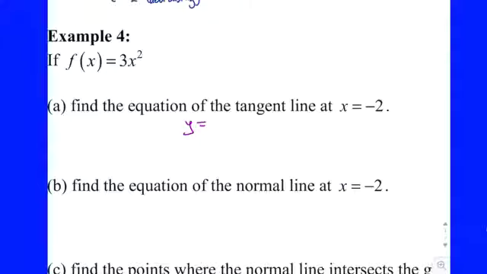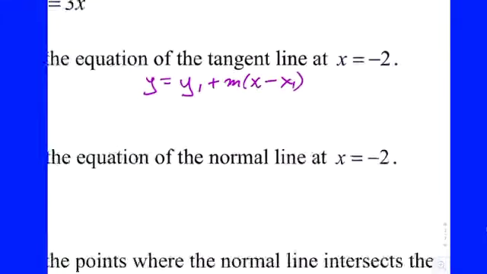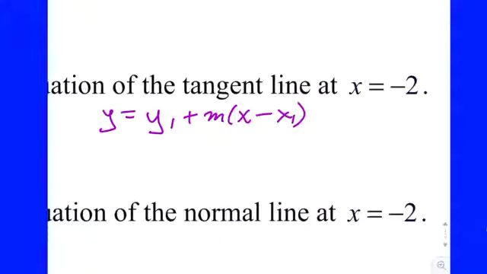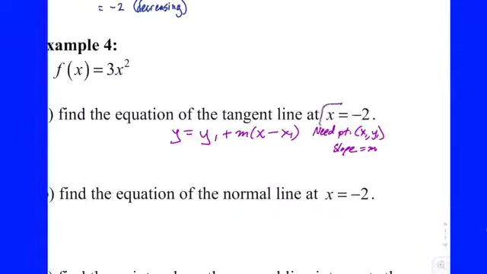Well, we need a what for the equation of a line? Here's the form that we're going to be using all year long. So for the equation of a line, we need a point, x sub 1, y sub 1, and we need a slope, m. So we need a point and a slope, or a slope and a point. What do we need for the equation of a line? We need a point and a slope. We don't have either just yet.